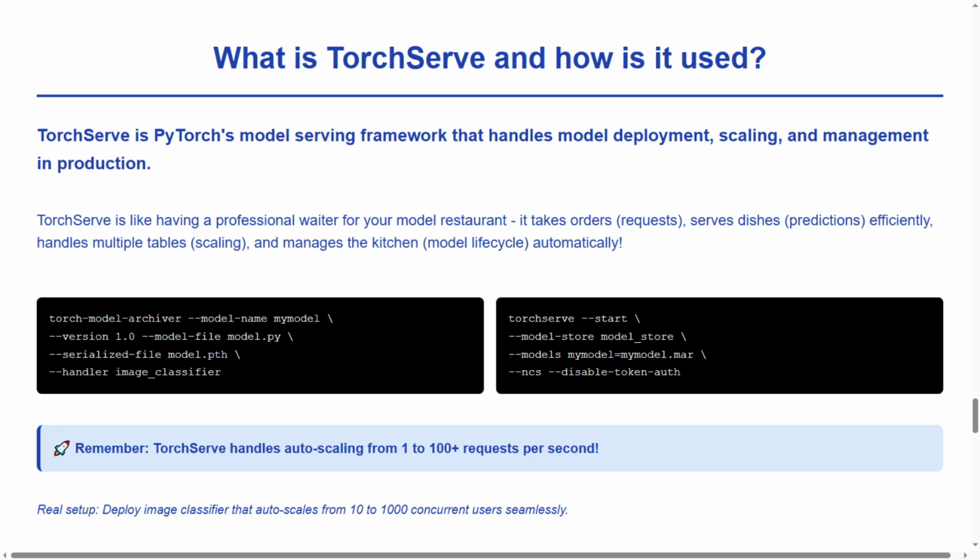Remember, TorchServe handles auto-scaling from 1 to 100 requests per second. Real setup: deploy image classifier that auto-scales from 10 to 1,000 concurrent users seamlessly. TorchServe manages production model serving automatically.